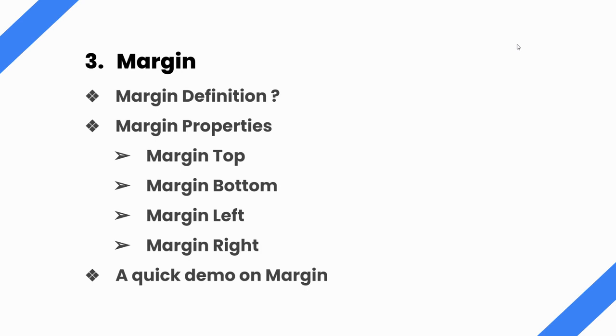And lastly, we have the margin section. As we all know, this is the outermost area of the HTML element. So we'll look at its definition, its properties, which you can see to be margin top, bottom, left and right. And also we'll have a quick demo on this and we'll see how everything works and how they are all put in place on the HTML element.